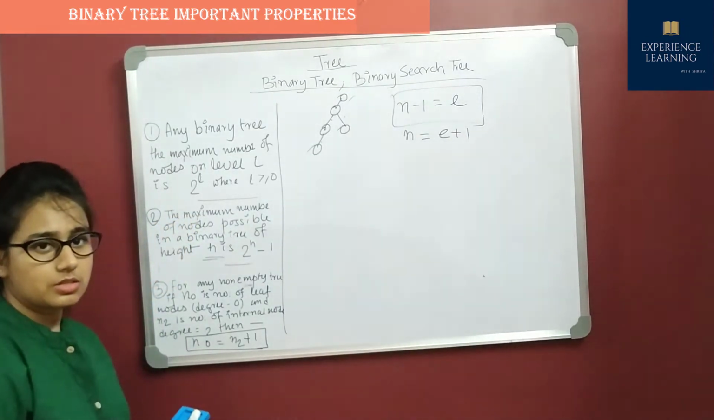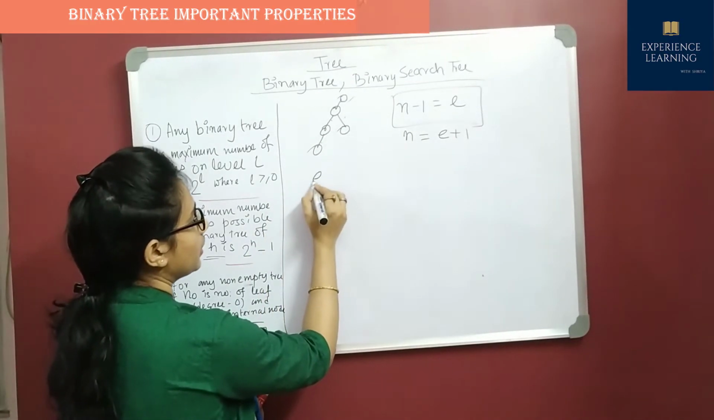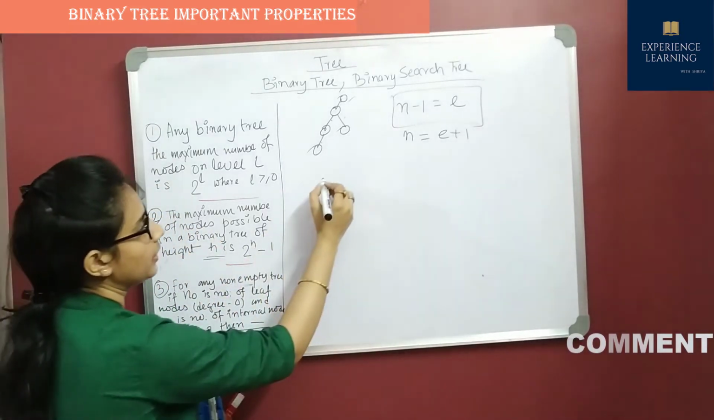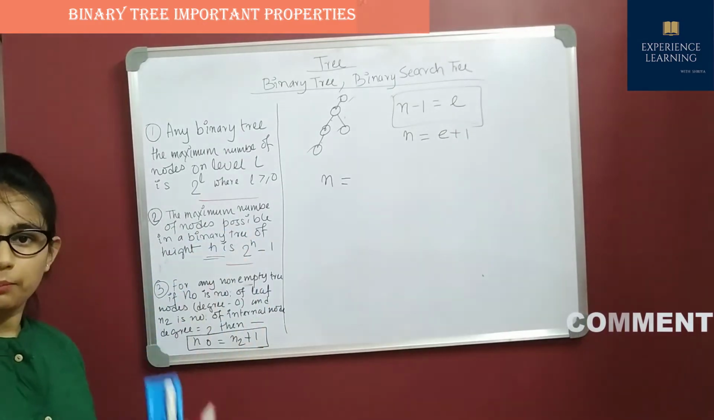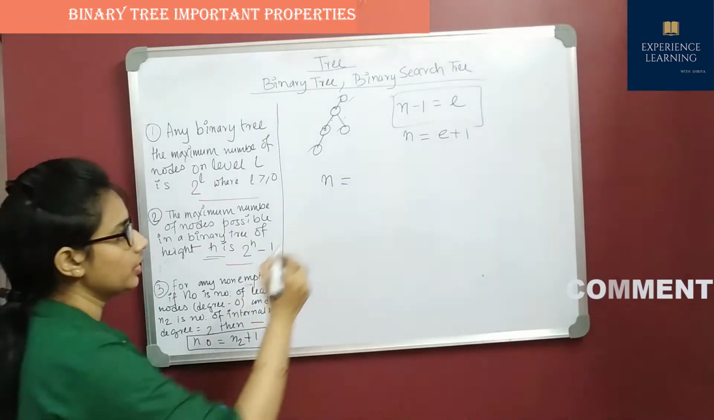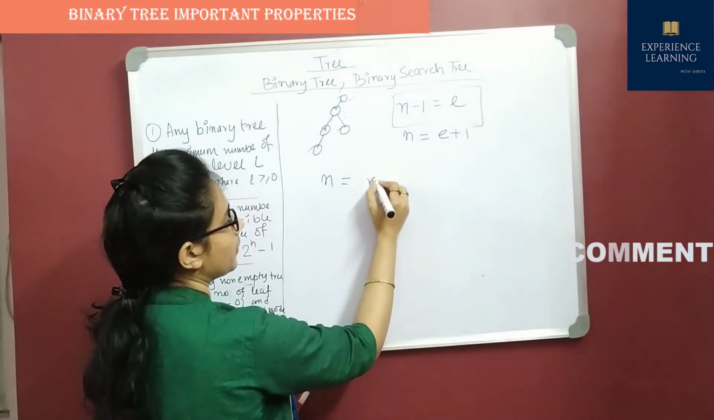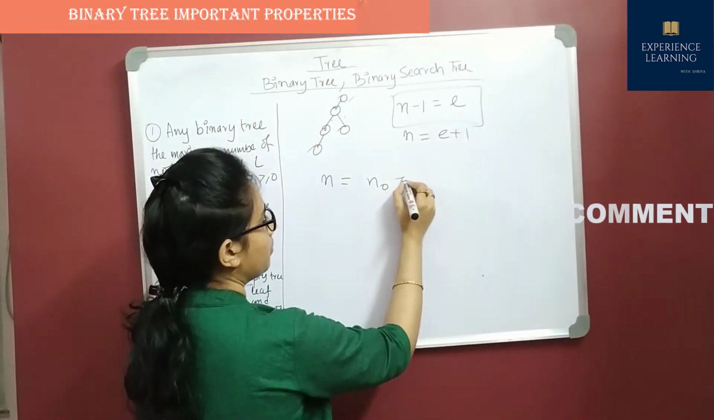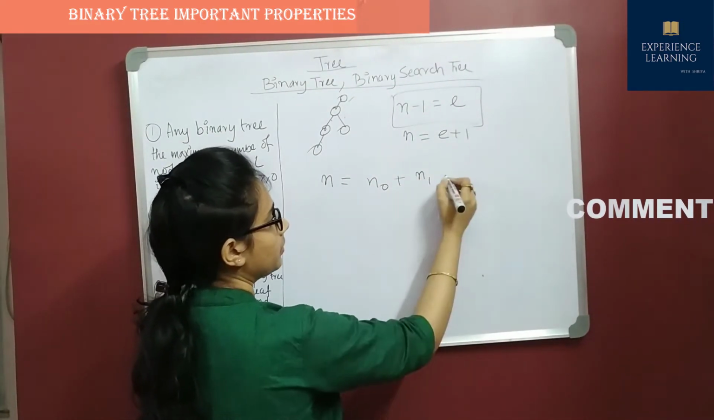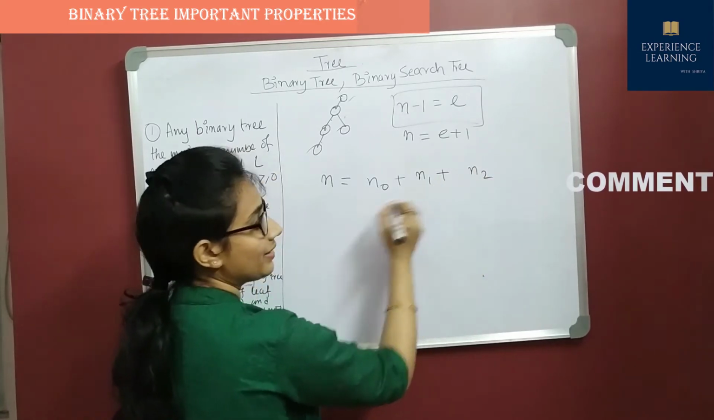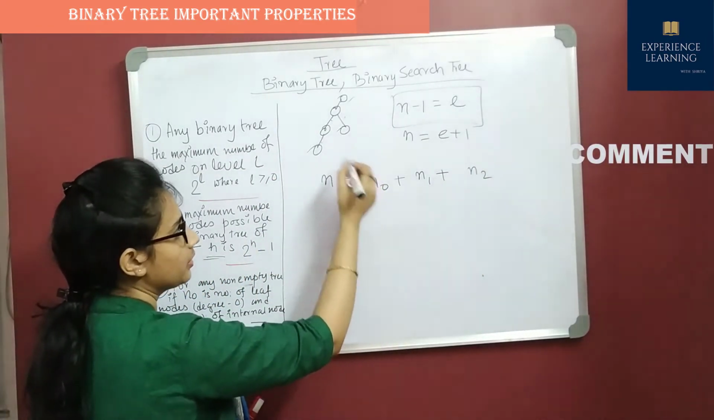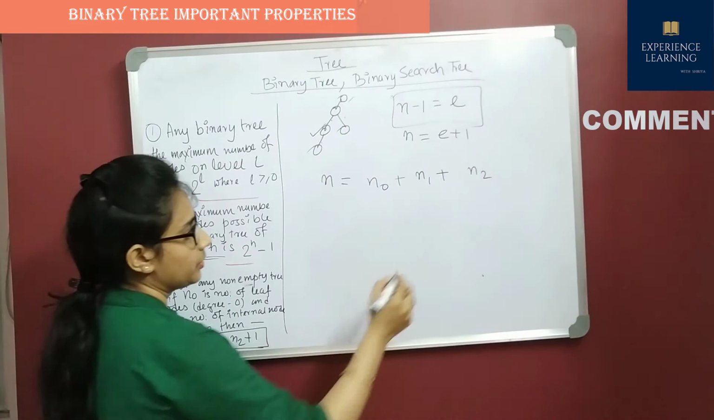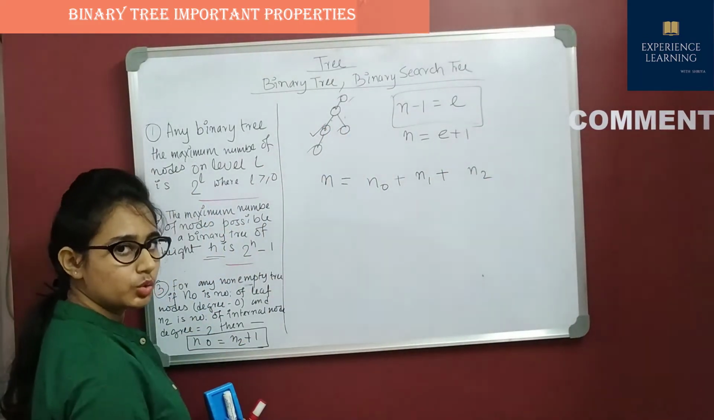Now, the number of edges E, I can represent it. First, let n equal the total number of nodes, and the total number of nodes can be written in such a way: n0, having no children, so this is the number of leaves, plus n1 plus n2. What is n1? Having at least one child, like this node, and here this is the degree of the node where it has 2 children.